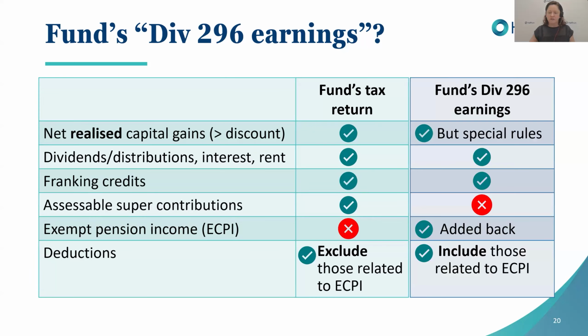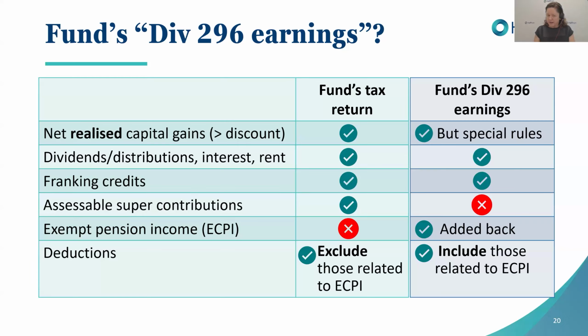So from the point of view of Div 296 earnings, as I said, the starting point is the tax calculation. Again, we'll include our realised capital gains in there, net of losses, taking off our discounts, but we have some special rules because we're allowed a cost-based adjustment, which I'll talk us through. Otherwise, though, we keep adding in our dividends, our distributions, our rent, our franking credits as normal. But we don't include superannuation contributions in Div 296 earnings. That's capital, really, so we shouldn't be paying extra tax on that.